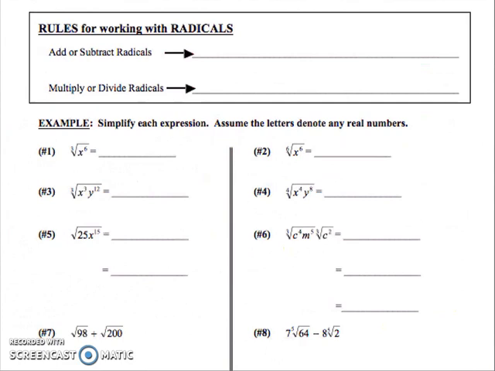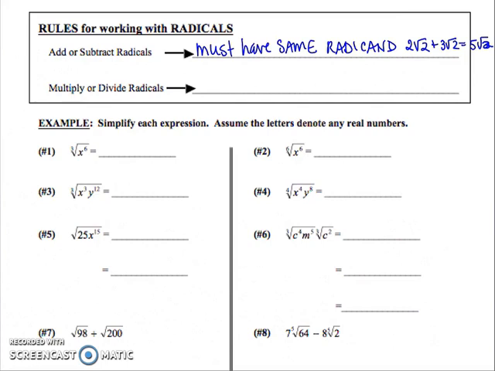Okay, so our rules for working with radicals. If we want to add or subtract our radicals, we must have the same radicand. So for example, 2 square roots of 2 plus 3 square roots of 2 equals 5 square roots of 2. That we can do, right? When we have the same radicand, square root of 2, we can add those two radicals together.